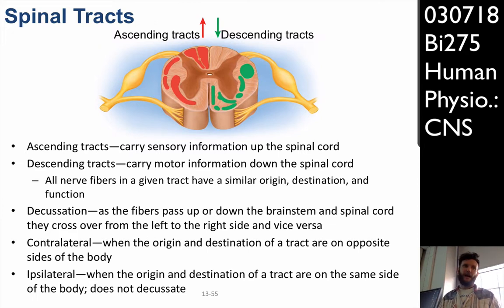And ipsilateral means on the same side. So my left ear is on the same side as my left eye. They are ipsilateral to one another. Those terms are important with the brain, because the brain is divided into two halves, and the nervous system in general is divided into two halves. So we often have decussation, and often you can have symptoms that are contralateral or ipsilateral, and that tells you where the pathology or lesion might be somewhere in the nervous system.